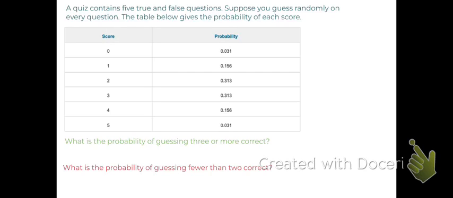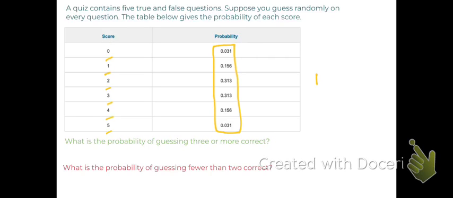So notice in the table you can get a 0, a 1, a 2, a 3, a 4, or a 5. These are the only possibilities because there's just 5 questions. You can only get 5 points. So the probabilities, if you were to add them together, they would be 1.